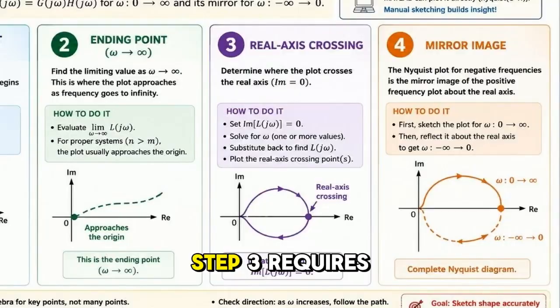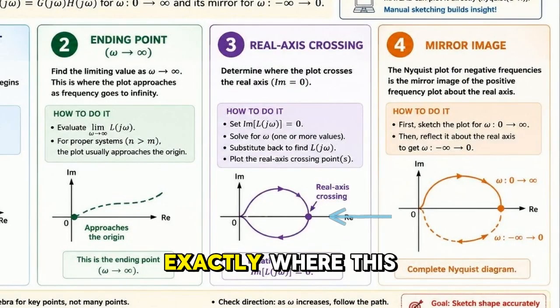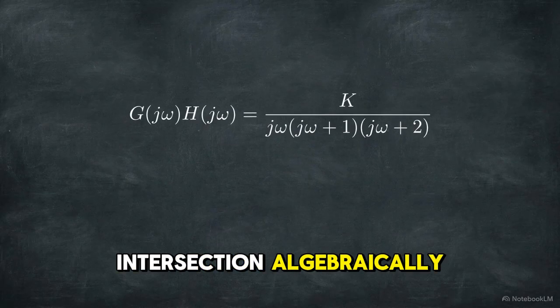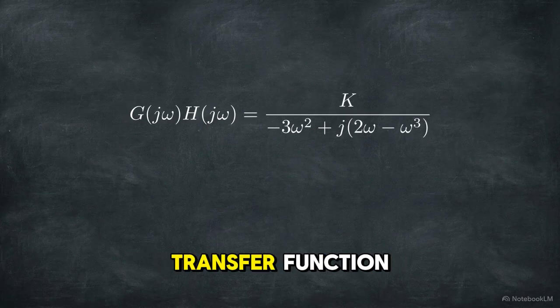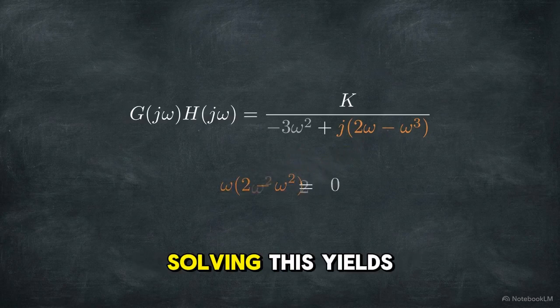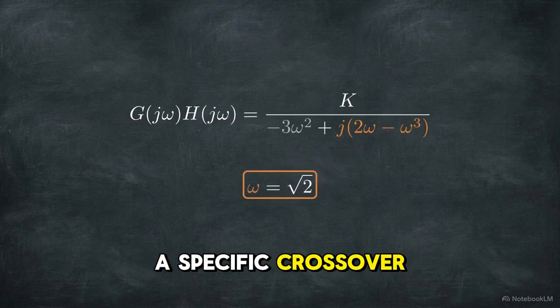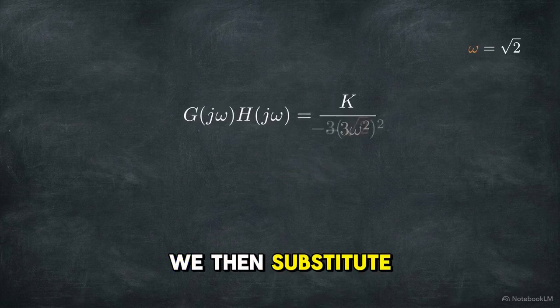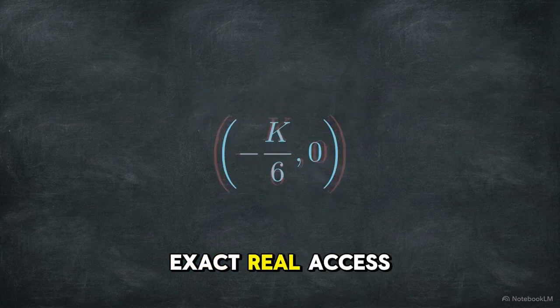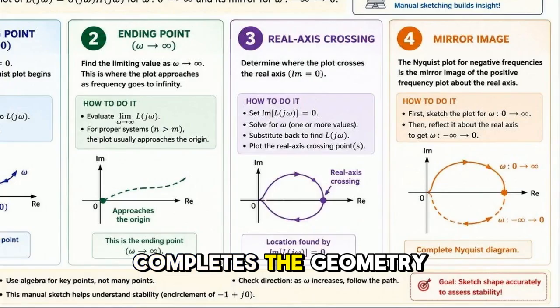Step 3 requires us to determine exactly where this sweeping curve will cross the horizontal real axis. To find this intersection algebraically, we expand the denominator of our transfer function and set its imaginary part strictly to 0. Solving this yields a specific crossover frequency. We then substitute that frequency back into the main equation to find the exact real axis coordinate.